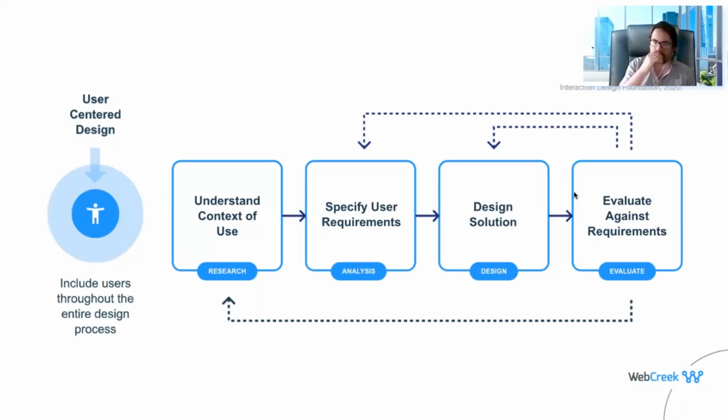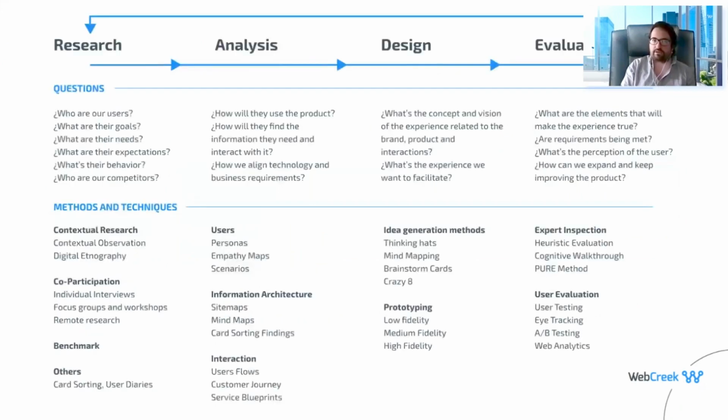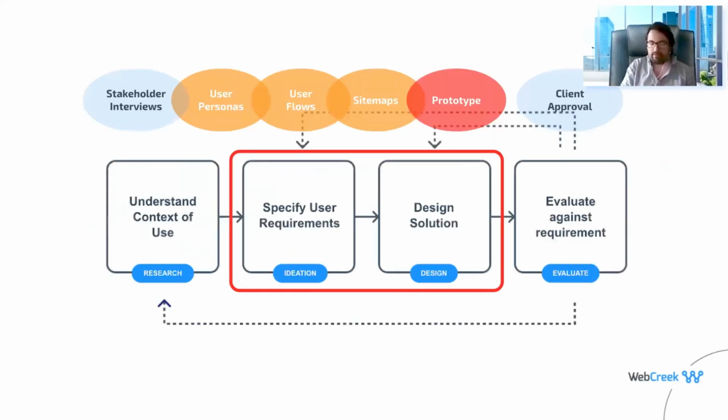Okay, so I keep coming back to this diagram because it gives us the context to discuss the techniques and the methods that are involved in each phase, right? And obviously each phase with each method and technique involves a certain amount of deliverables. So there are a lot of deliverables that you can get. You can get reports, documents, maps, prototypes, you name it. There are a lot of things you can do. But I want to focus specifically on Web Creek for now.